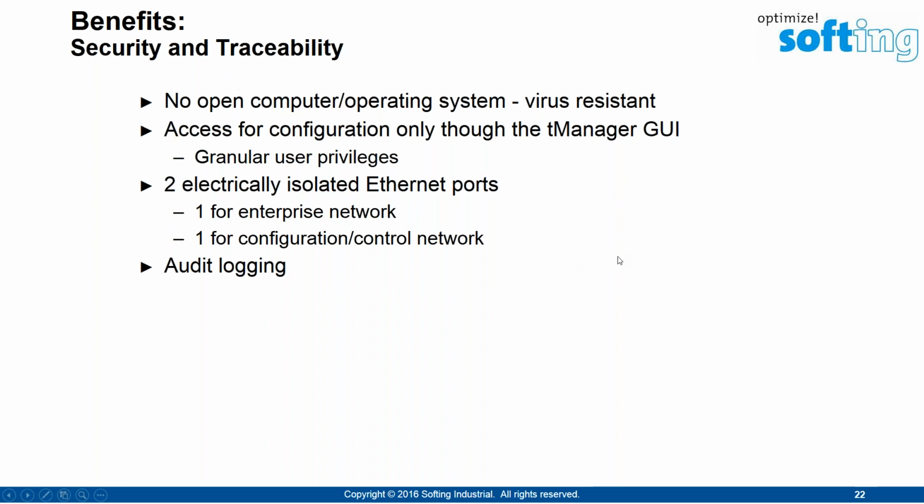Like I said, it has 2 Ethernet ports, and they are electrically isolated. So you can access the automation network from the office network and vice versa. You also have the audit log, which will record any users that have logged onto the appliance with a timestamp, and it will log what type of changes they made.